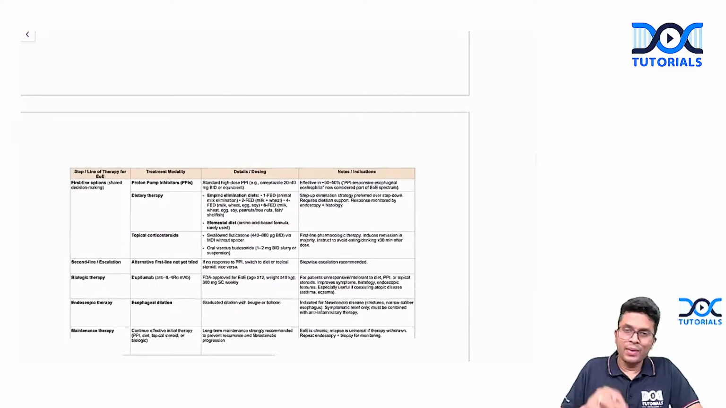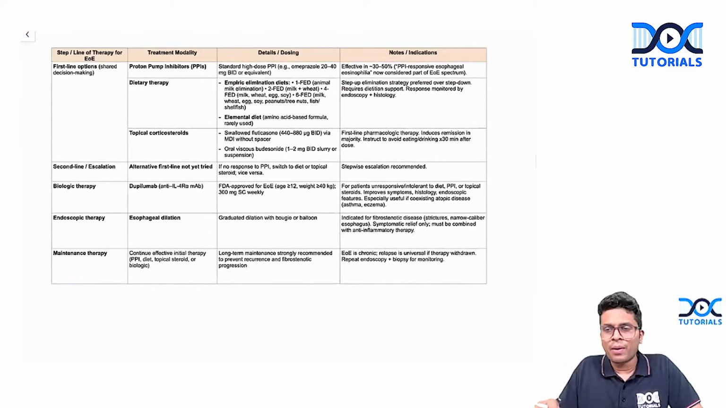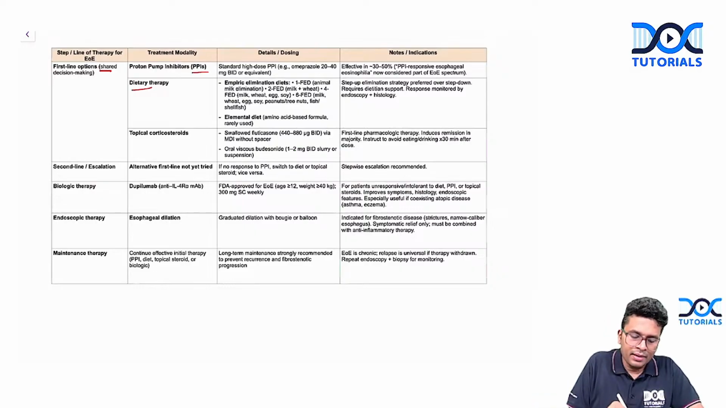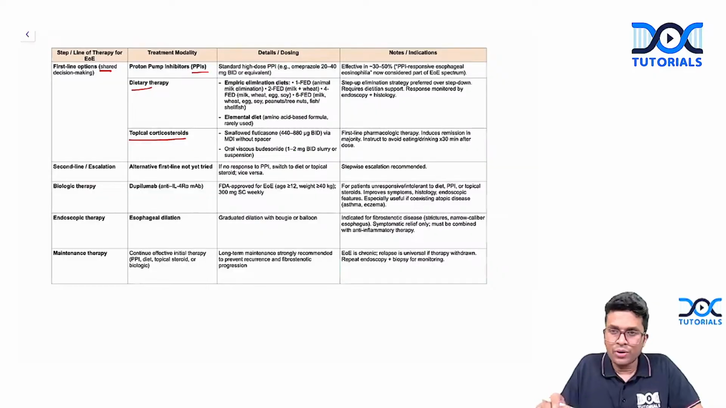So yeah, this is a table based on ACG guidelines on eosinophilic esophagitis. The first line option should be shared decision making, where you decide between PPI, dietary therapy, and topical corticosteroids. Then comes the second line, which could be alternatives. That is, for patients who are not responsive to PPI, you can switch to diet or topical steroids and vice versa. Biological therapy, endoscopic therapy, and other maintenance therapies are generally discussed later.